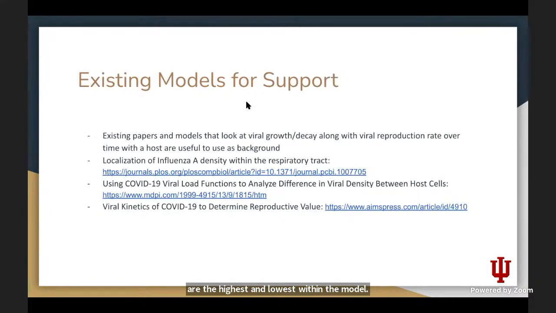A few models already exist that are similar and support this idea, especially those that look at viral growth and decay along with viral reproduction rates over time. One of the examples I found, or a few of them, was the localization of influenza A density within the respiratory tract, which I've linked the paper there. And then two others dealt with COVID. One dealt with viral load functions, which analyzed different viral densities between host cells, along with COVID-19 viral kinetics, which determined the reproductive value within COVID within a certain community.